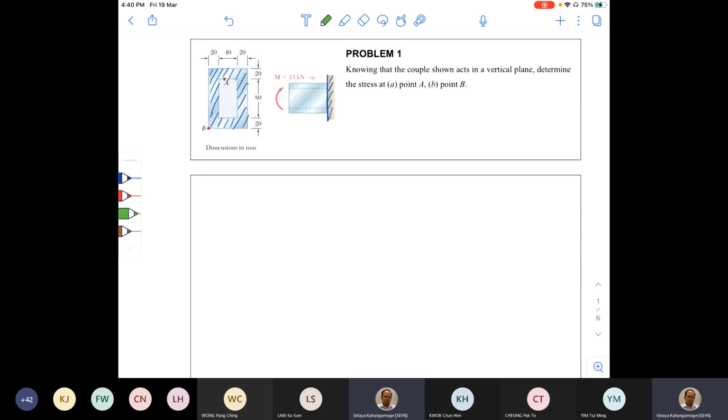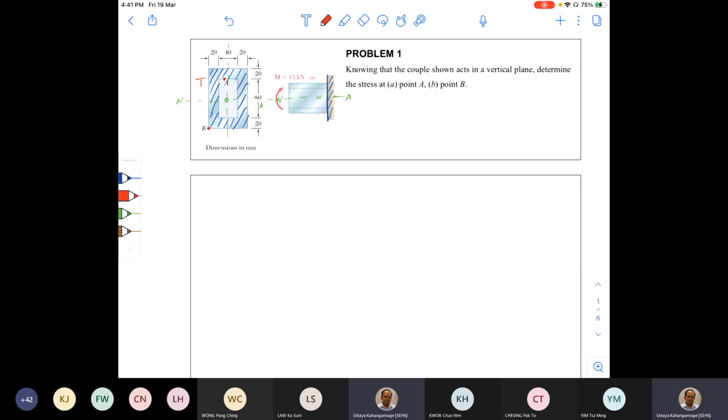Since it is a rectangular shape, it has two symmetric sections, more than two. Therefore, once you draw the two symmetric axes, then you can find out the neutral axis. So it is right at the middle. If I extend it like this, this is the neutral axis, NA. Yeah, that is the neutral axis.